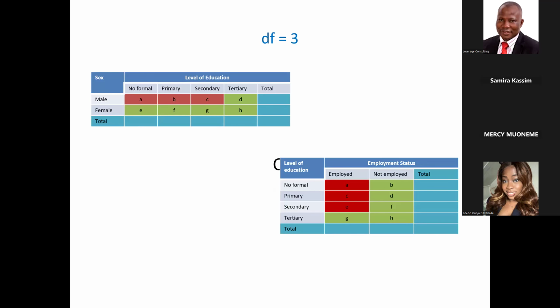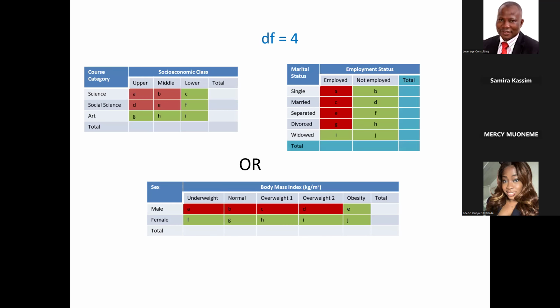When the degree of freedom is 3, in this situation, you may have 2 rows, 4 columns, or 4 rows, 2 columns. So you need the degree of freedom is 3. For you to complete the table, you must know the value of 3. So the degree of freedom is 3. And if you look at it, 2 minus 1 times 4 minus 1, that is 1 times 3, 3.